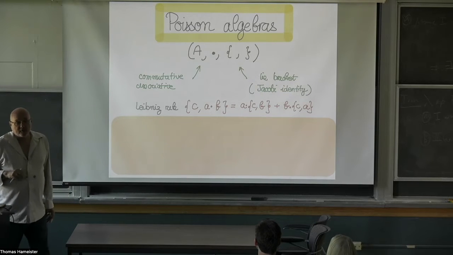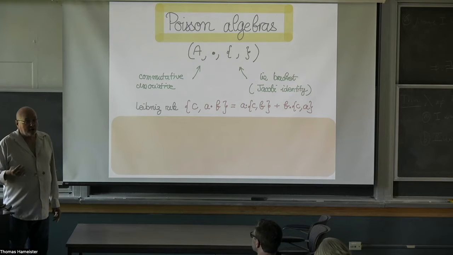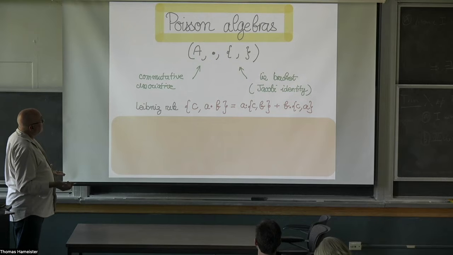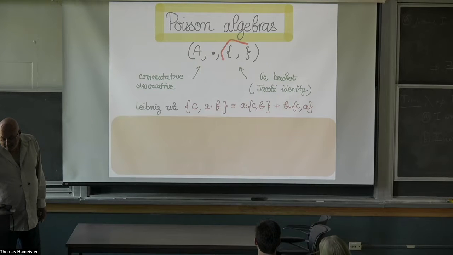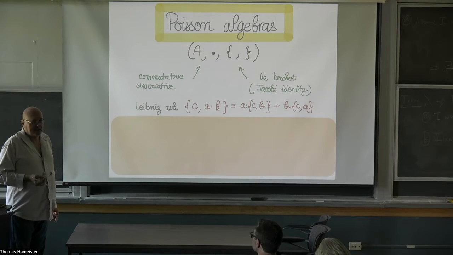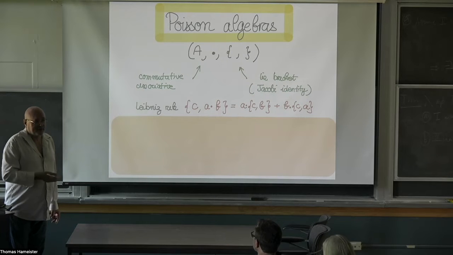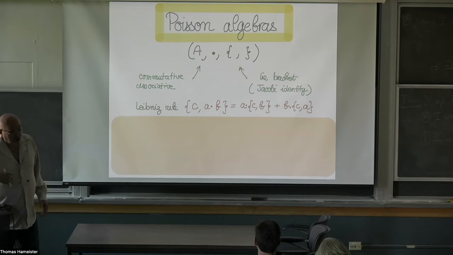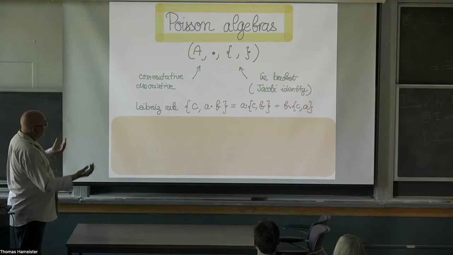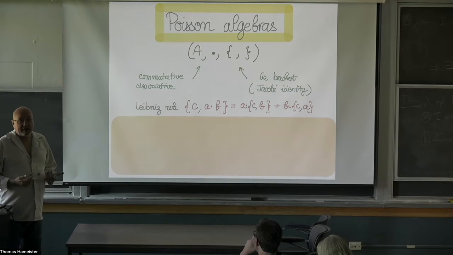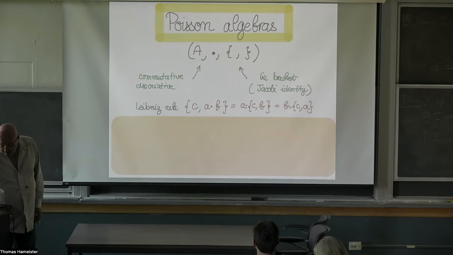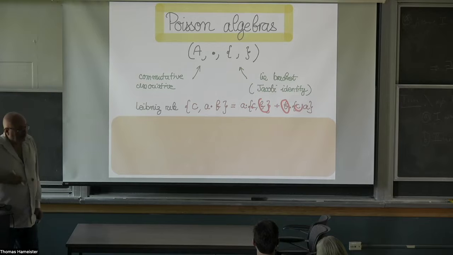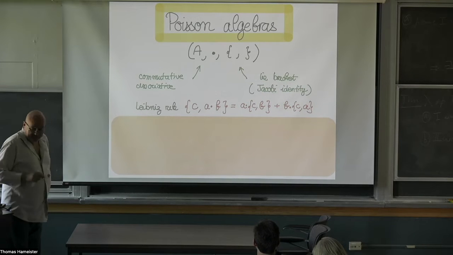Okay, so what is a Poisson algebra? In a Poisson algebra, you put together the two structures. You have a commutative associative product, which is given by this dot here. And you have a Lie bracket, denoted by braces. On one hand, the braces satisfy the Jacobi identity. And of course, these two have to be coherent. The coherence is given by this Leibniz rule, where you think of the bracket as a derivation. If you take the bracket of AB with C, it's just A times the bracket of B with C plus B times the bracket of A with C.